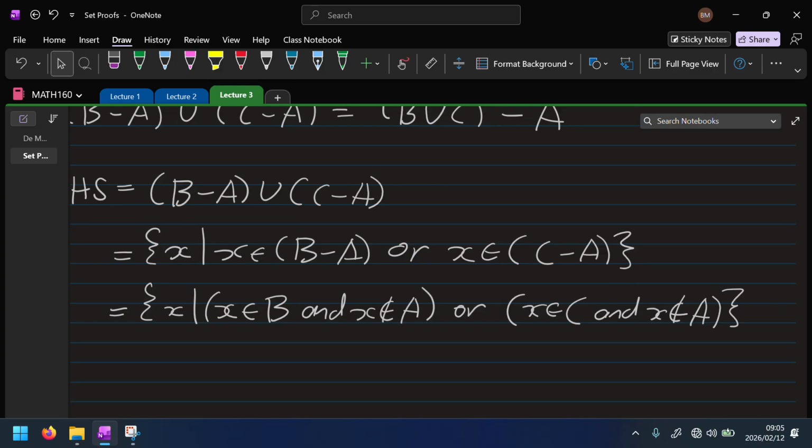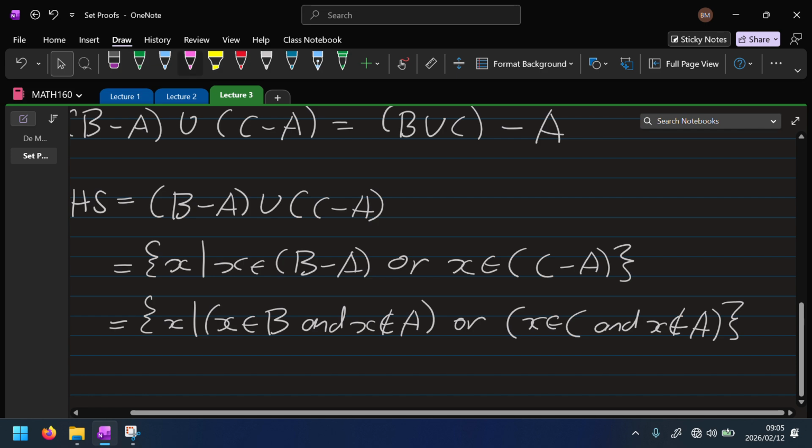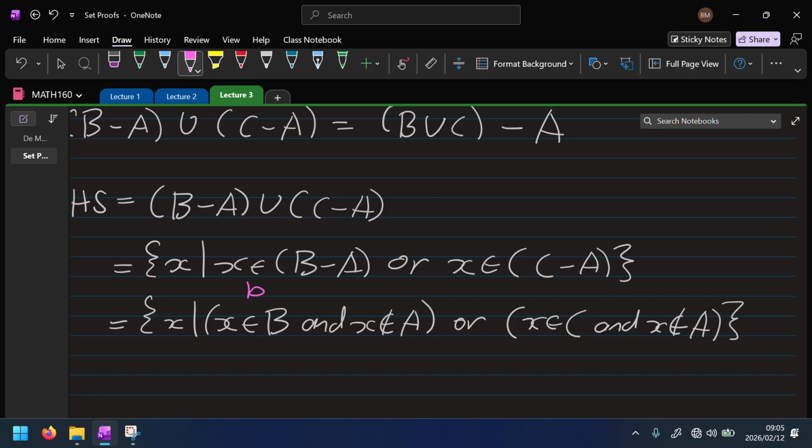And then to answer your question from earlier, this x element of B, let's put that as a B. We just write it as a B, right? Because x element of B is true or false, right? So we put a B. X not element of A, let's just call that A. X element of C, let's call that C. And x not element of A, let's call that A. So here we have and, or, and another and. What is this? Distribution, exactly. So this is distribution.